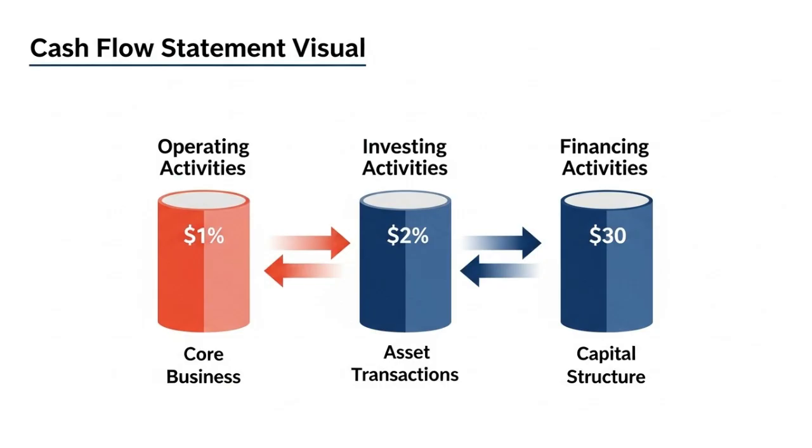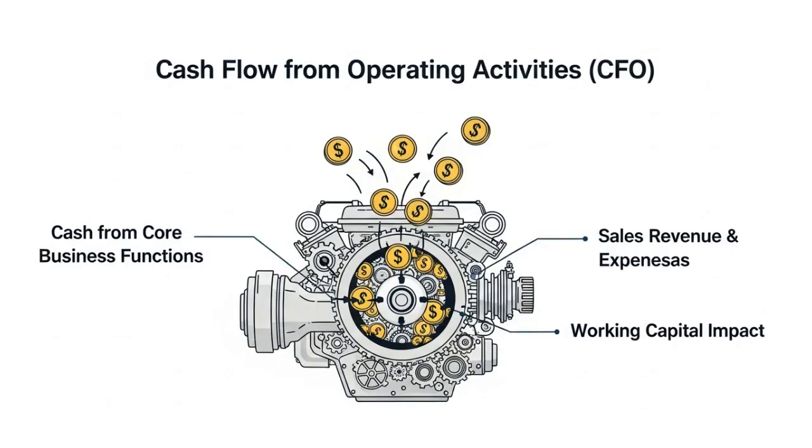Let's dive deeper into cash flow from operating activities, often abbreviated as CFO. This section is arguably the most vital indicator of a company's ability to generate cash from its core, day-to-day business functions. It tracks the cash generated from selling products or services, as well as the cash paid out for operational expenses, like supplier payments, employee salaries, and overhead.